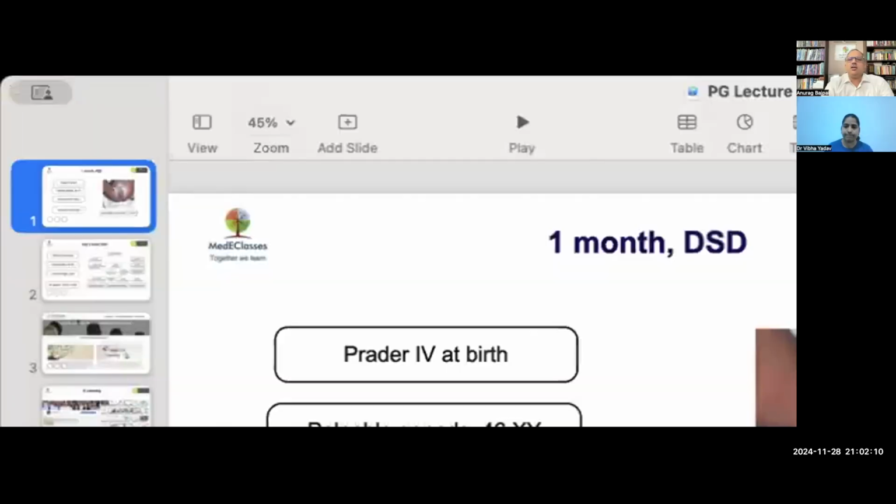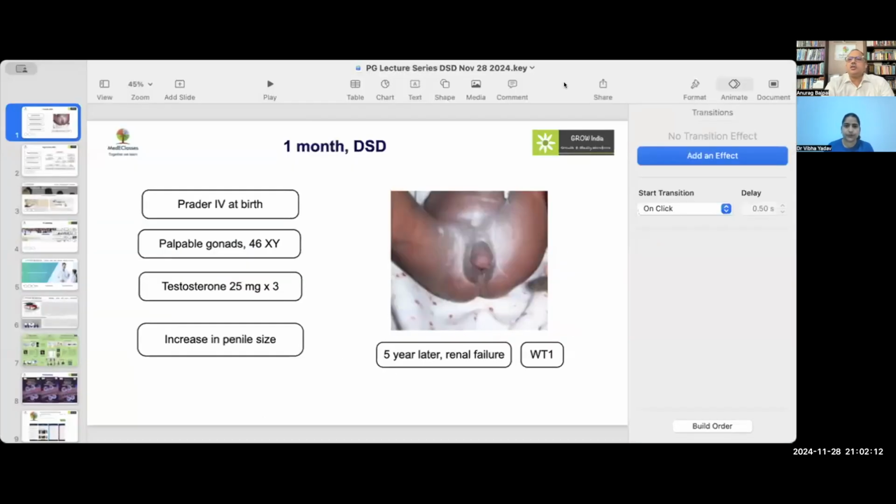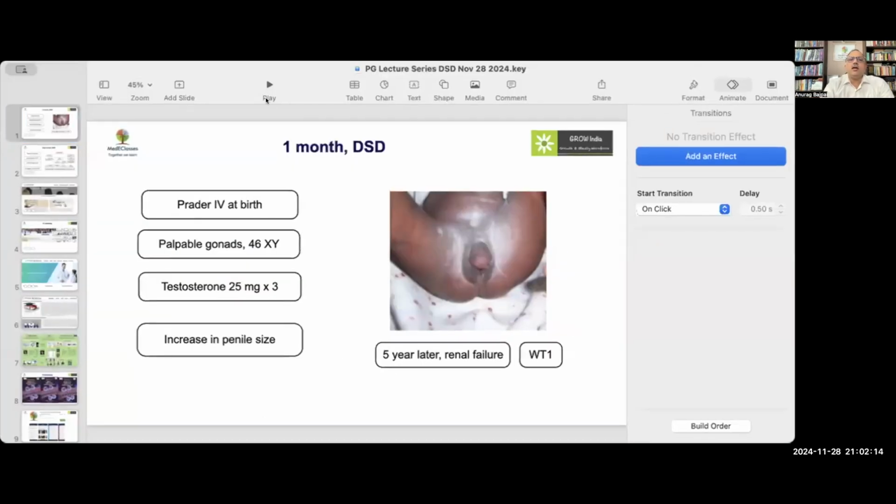So what we'll do over the next hour or so is discuss the pathophysiology, etiology, evaluation and management of DSD. At the end, we will have objective structured questions which will be done by Dr. Nimisha. So we'll start off with DSD. It is something extremely important to identify, as discussed by Dr. Vibha, because there are lots of implications.